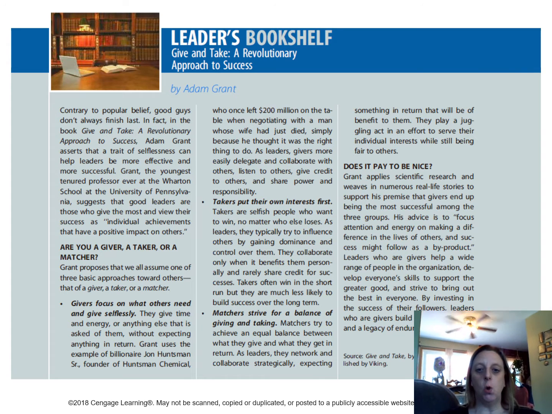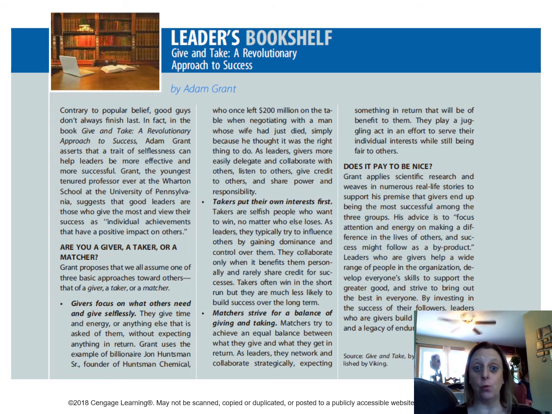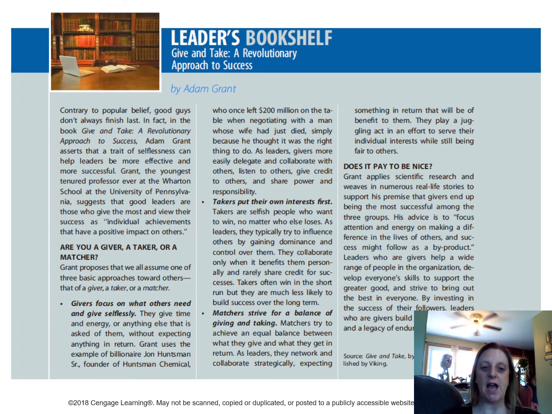So I won't spend a whole lot of time on this particular slide, but I actually really liked this content from your book, The Leader's Bookshelf. It's the give and take approach to success, and it really made a lot of sense to me and seemed very simplistic. Basically, it talks about 3 different ways of being a leader, and which way is maybe the most effective or the best leadership style.